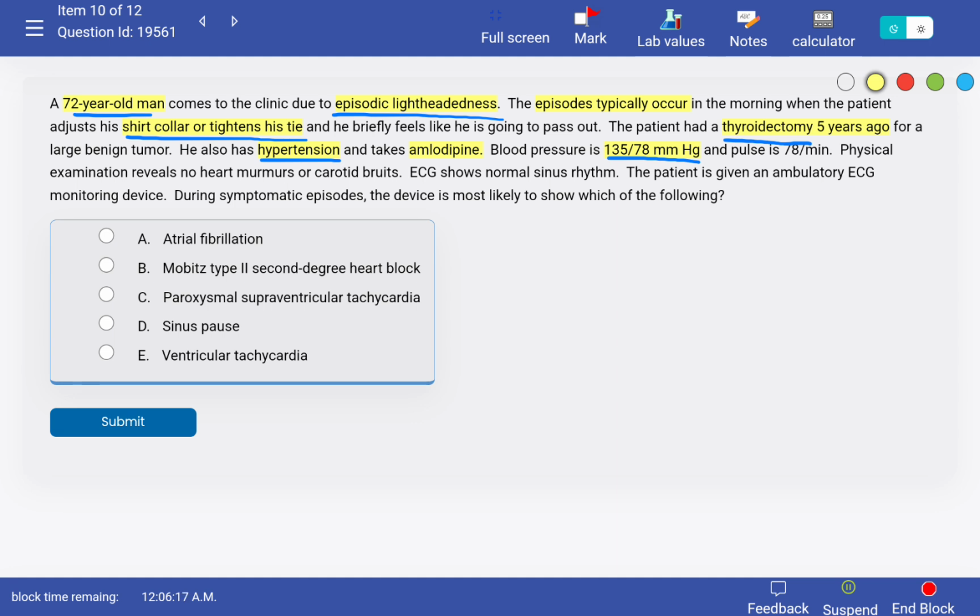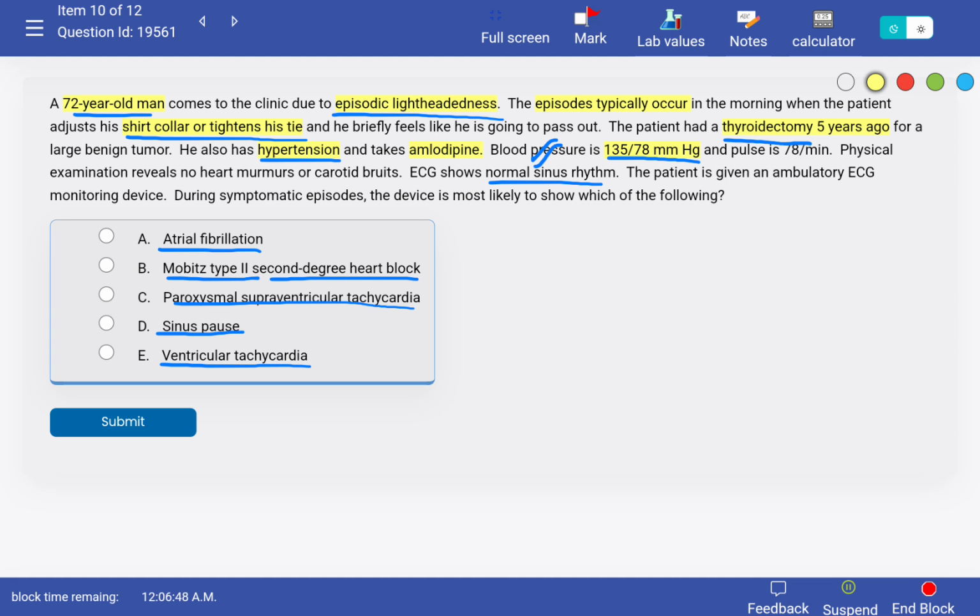Physical examination reveals no heart murmurs or carotid bruits. ECG shows normal sinus rhythm. This is important. The patient is given an ambulatory ECG monitoring device. During symptomatic episodes, the device is most likely to show which of the following: atrial fibrillation, Mobitz type 2 second degree heart block, paroxysmal supraventricular tachycardia, sinus pause, ventricular tachycardia.